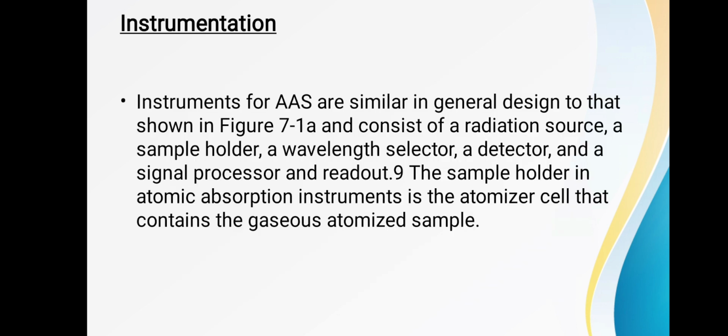Instrumentation for atomic absorption spectroscopy is similar in general design to that shown in the figure and consists of a radiation source, a sample holder, a wavelength selector, a detector, and a signal processor and readout. The sample holder in atomic absorption instruments is the atomizer cell that contains the gaseous atomized sample.